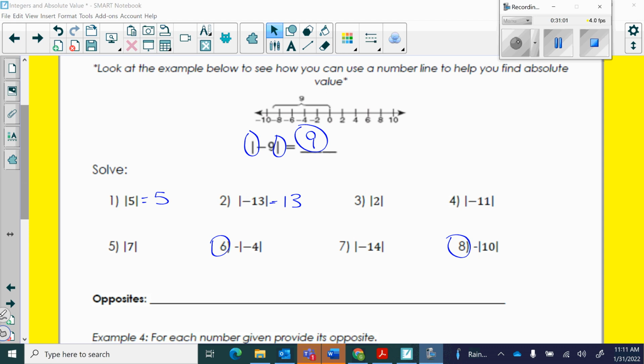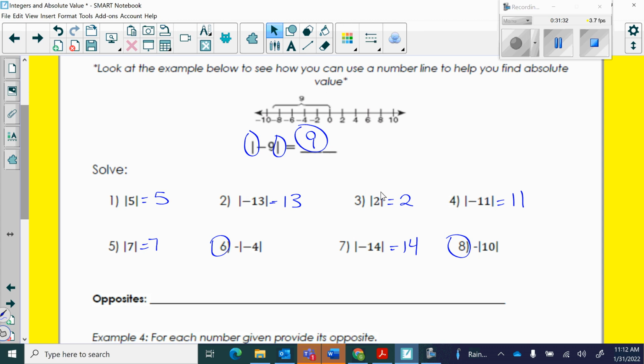All right, number 3. What is the absolute value of 2? Yes, it is 2 units from 0. What is the absolute value of negative 11? 11. What is the absolute value of 7? Let's jump to number 7 and then we'll come back to number 6. What is the absolute value of negative 14? 14.